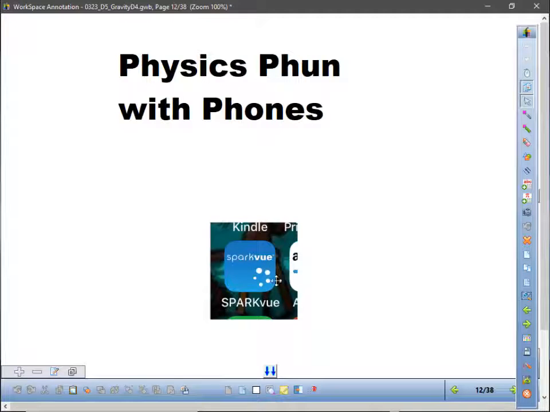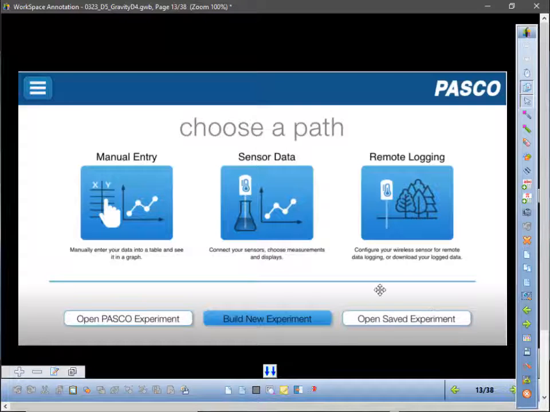It's a similar app to the one you ran in my classroom, but it's going to work on your phone. Follow these instructions when you do this. You're going to start the app, okay? And when you start the app, you're going to get a screen like this.